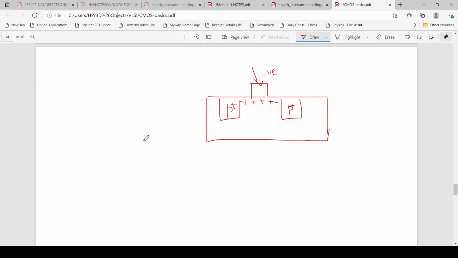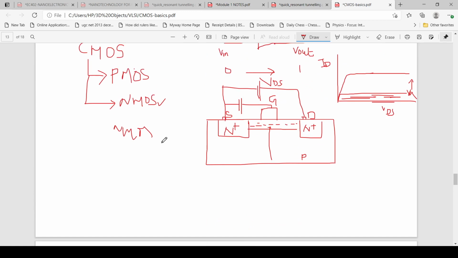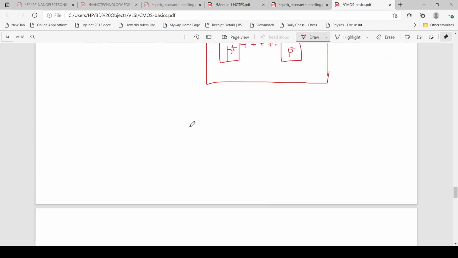Another important thing is the threshold potential. The threshold potential is nothing but the very minimum value of gate potential required to start the operation, or to start the current flow. There must be a minimum voltage, that is the threshold value. For the PMOS circuit, the threshold value is negative. So that is very important: the VTH is negative for PMOS, and for NMOS it is positive.